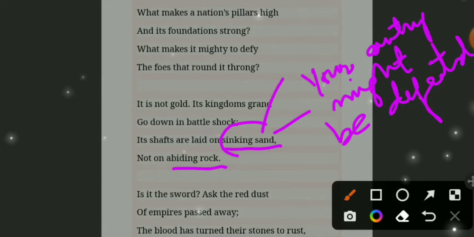You are not here for so long. आपकी किंगडम खत्म हो जाएगी. It's not an abiding rock. It's not on something which lasts forever. ओके, तो ये किंगडम, ये कॉन्सेप्ट ऑफ किंगडम जो है ये ख़त्म होने वाली है. It's not going to be there for so long time. Okay, it will be finished with the passage of time.